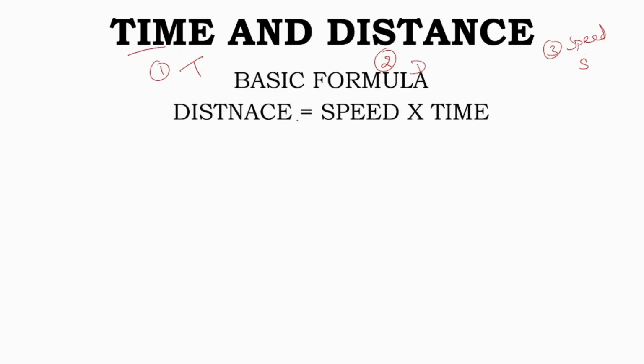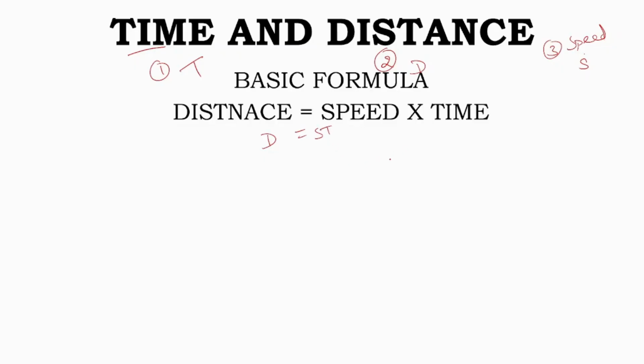In the topic of time and distance, there are three factors. The first one is time, denoted by T. The second one is distance, denoted by D. And the third one is speed, denoted by S. The most basic formula that we come across in our real experience of life is distance equals speed into time, so D equals the product of S and T.